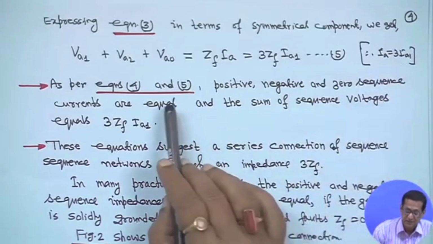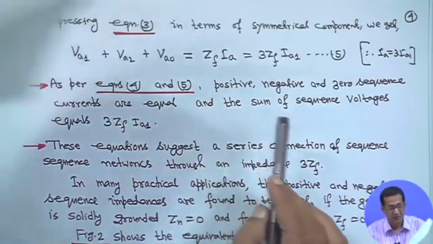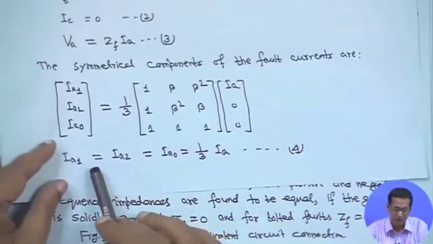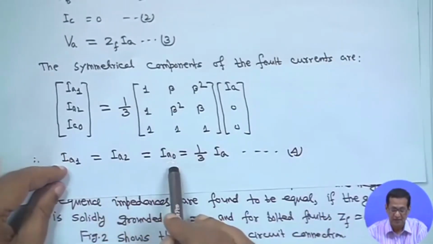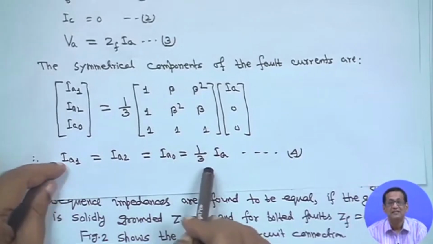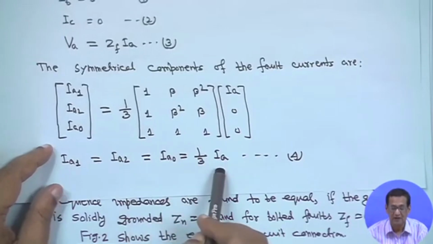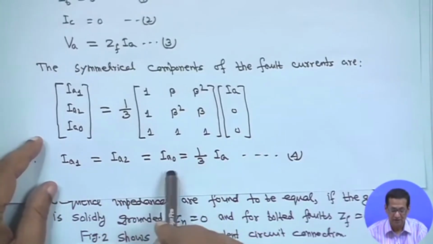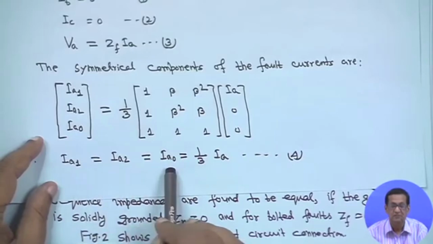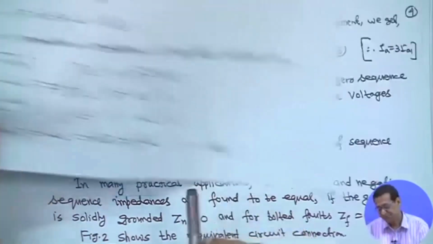That means, as per equations 4 and 5, if you come to equation 4, IA1, IA2 and IA0 are all equal to 1/3 IA. It shows that it is actually a series connection of the positive, negative and zero sequence networks, because all the positive, negative and zero sequence components are the same and they are equal to 1/3 IA.